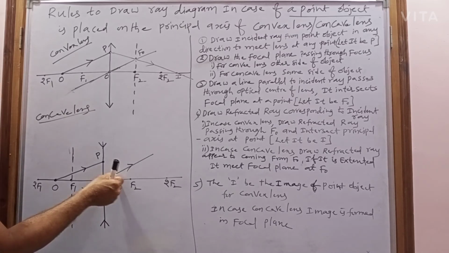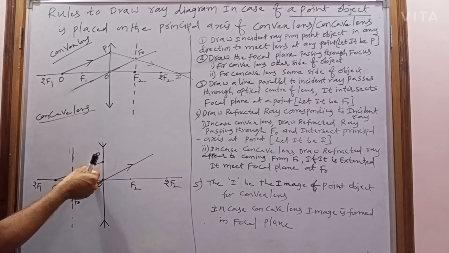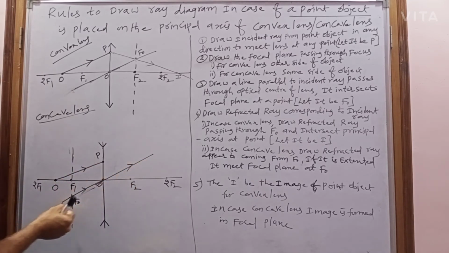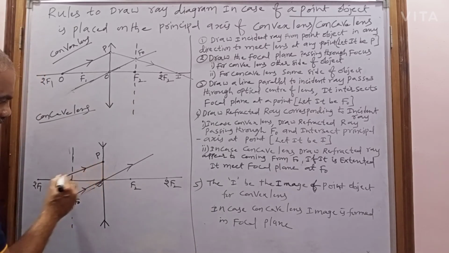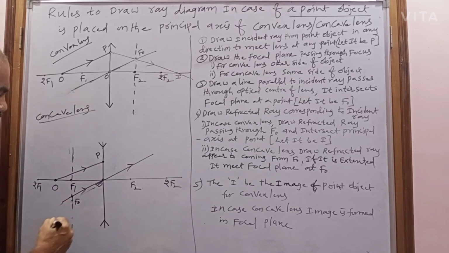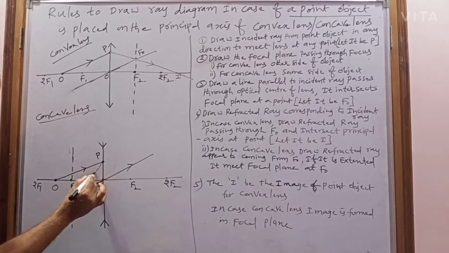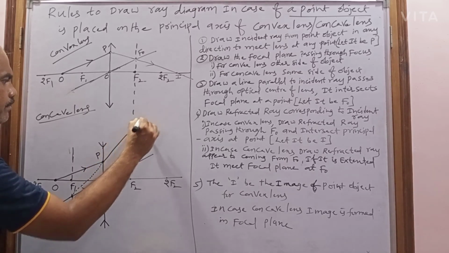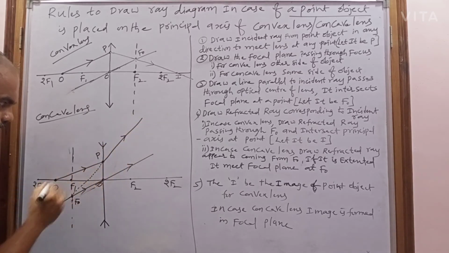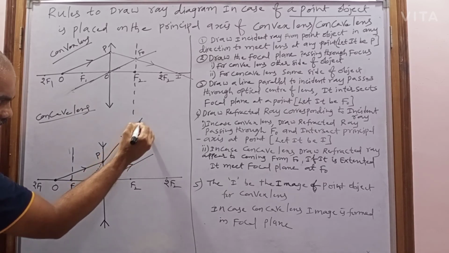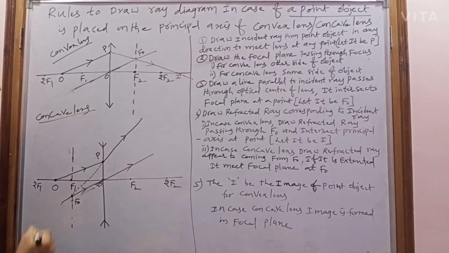When we draw a line that is parallel to the incident ray passing through the optic center, it will intersect the focal plane somewhere at a point. That point will be considered F0. And coming to the refracted ray, the next rule: you have to draw the refracted ray corresponding to this incident ray. How do you draw it? You draw the refracted ray that appears to be coming from the focal plane point. That's why you have to join the point of incidence and this F0, and after that extend it. Now this is the refracted ray corresponding to this incident ray, and it appears to be coming from F0.